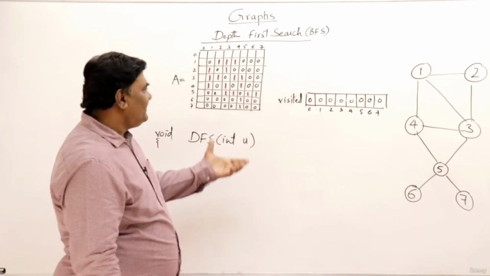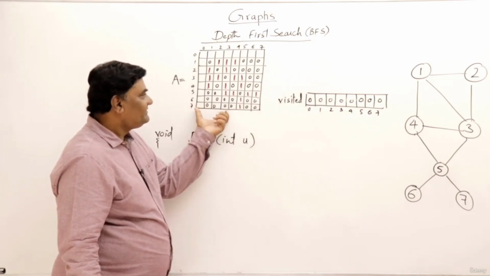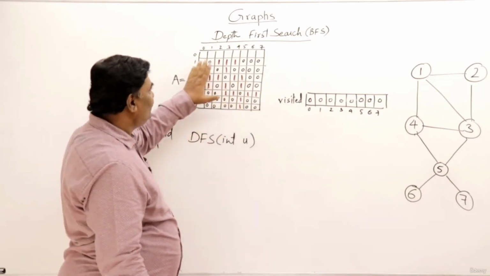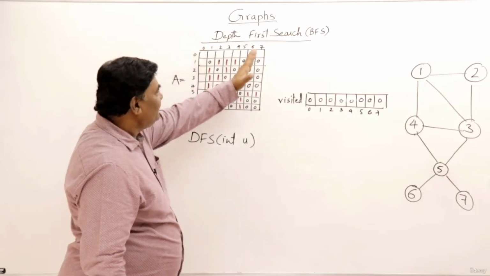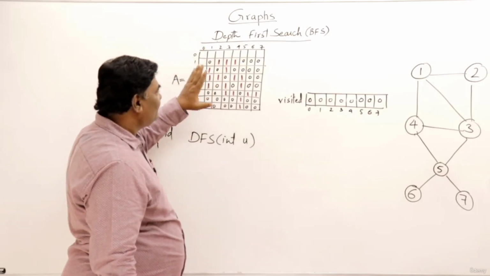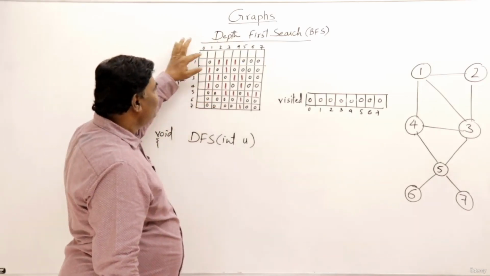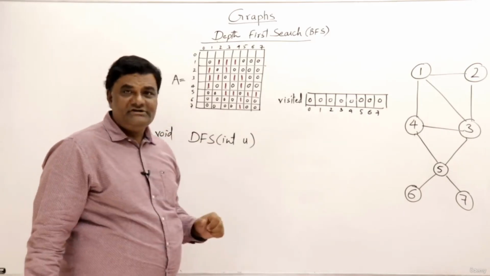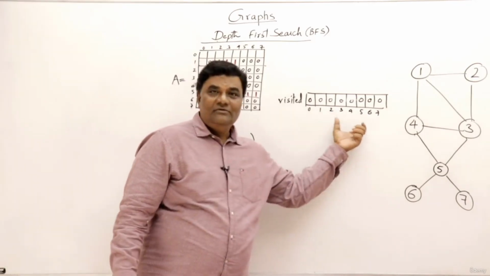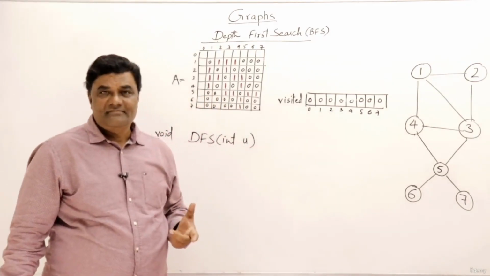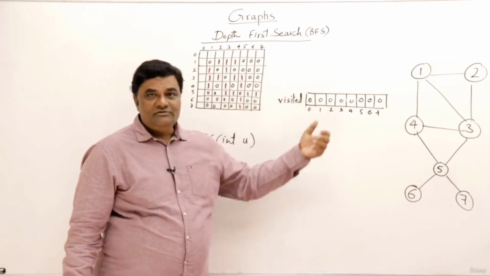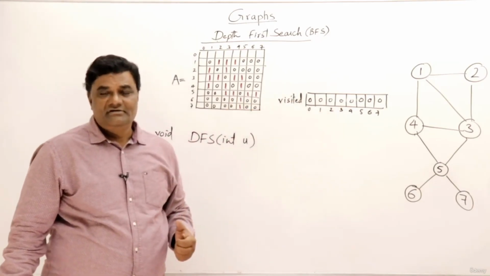This graph is represented as an adjacency matrix. There are 7 vertices, so I have taken 8 indices, so an 8 by 8 two-dimensional array. But this 0th row and 0th column, I am not using. And then this is a visited array. All are zeros, meaning no vertex is visited.